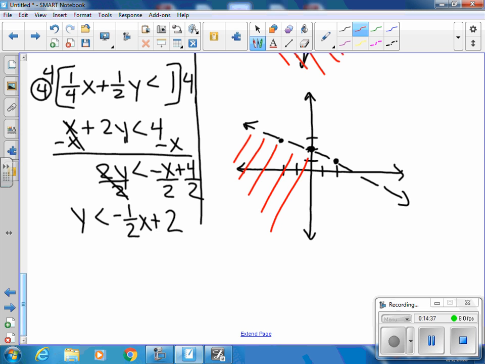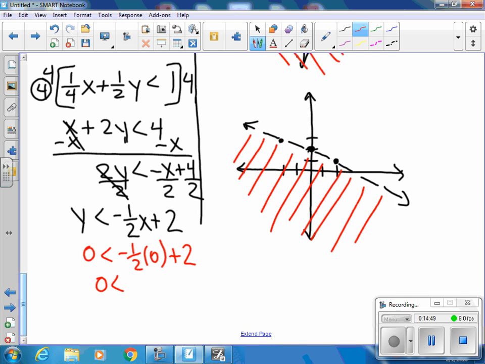And again, if you want to test it out, take that 0, 0. Okay, if I put 0 is less than negative 1/2 times 0 plus 2. Well, negative 1/2 times 0 is still 0. So 0 is less than 2. Is that a true statement? Yes, it is. So it should be colored, and it is. So you know you've shaded in the right area.